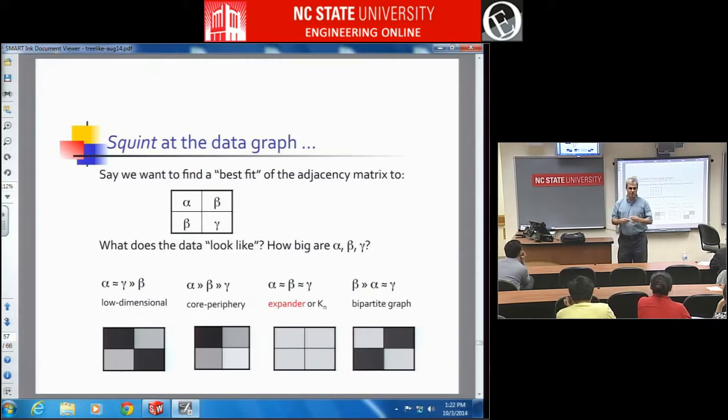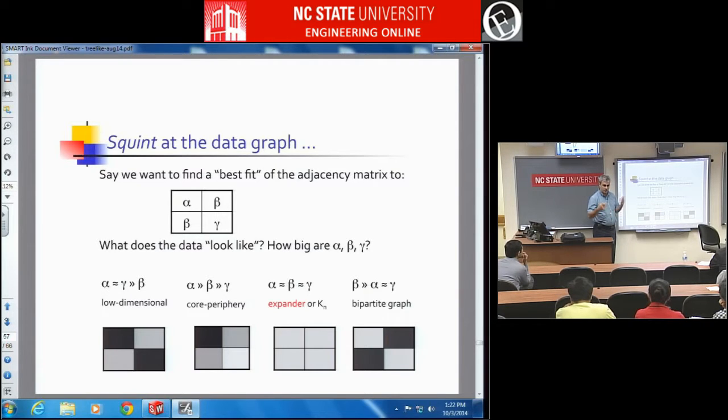Say you want to find the best fit of an adjacency matrix. Don't worry about objectives or whatever, just qualitatively, the best fit of an adjacency matrix of a graph. What will this look like? You have alpha, a set of nodes talking to itself, gamma, the other set of nodes talking to itself, and beta, the cross term. Typically what you want to say is alpha talks to each other well, gamma talks to each other well, and the cross term is less. If alpha and gamma are large and beta, the cross term, is small, you get something that informs your intuition.